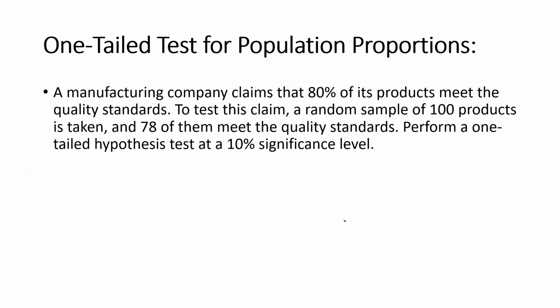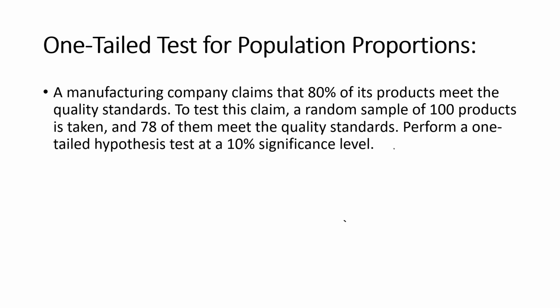Next is a one-tailed test for population proportions. A manufacturing company claims that 80% of its products meet the quality standard. To test this claim, a random sample of 100 products is taken. 78 of them meet quality standards. Perform a one-tailed hypothesis test at 5% significance.